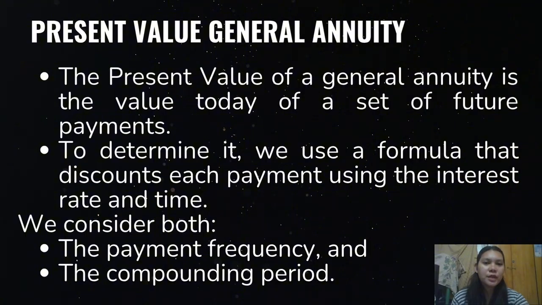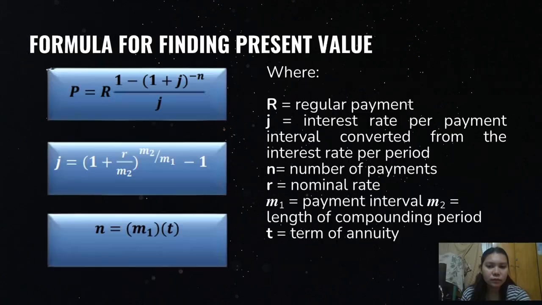So it answers the question, how much money must I invest or borrow now so I can make regular payments in the future? So why do we need to calculate it? It is important for loans, investments, and purchases paid over time. For example, you're borrowing money today but will pay it back through equal payments in the future. The present value tells you how much a loan is worth today, and we need to consider two things. First is the payment frequency and the compounding period of it.